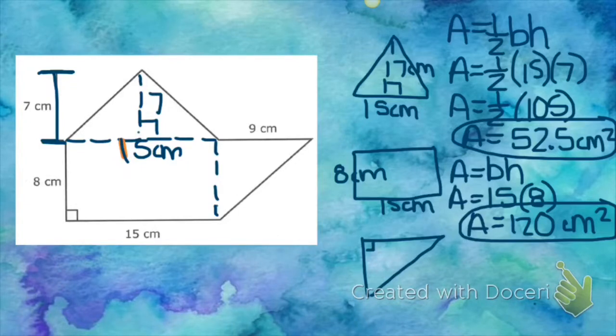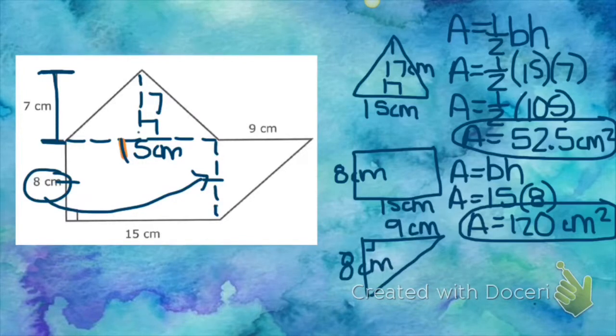So I have a right triangle here, and I can see that this base is 9 centimeters, and this height I have to bring over from the 8. It's the same congruent side. This is congruent to this. So I know this is 8 centimeters.